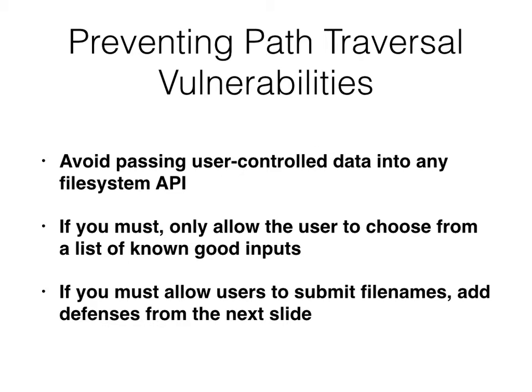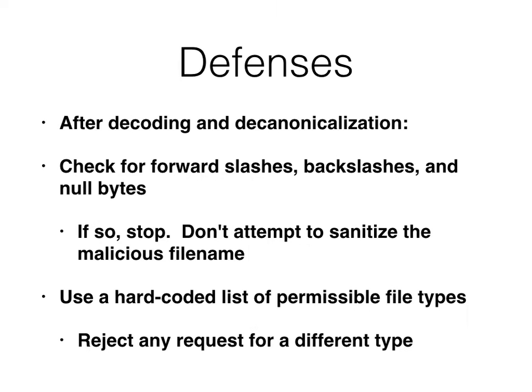If you're going to be letting them type in their own file name, which you might be letting them do because it's part of your system where they can put up some files and download them, then after you decode and decanonicalize them, you get them to order, then check for forward slashes, backslashes, null bytes. If you find anything bad, don't clean it and use it. Just stop and say, quit sending me crap and send me a reasonable file name, because it's very likely that whoever is trying to attack you has also anticipated your next step.